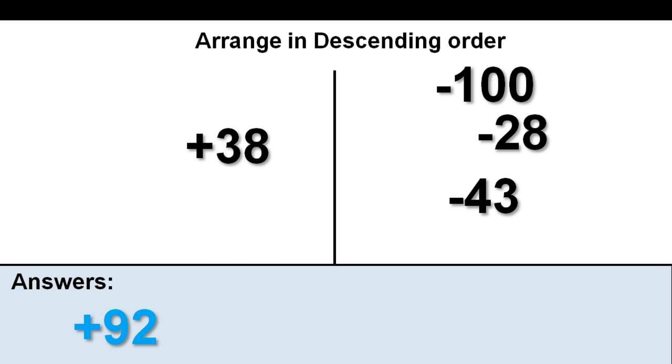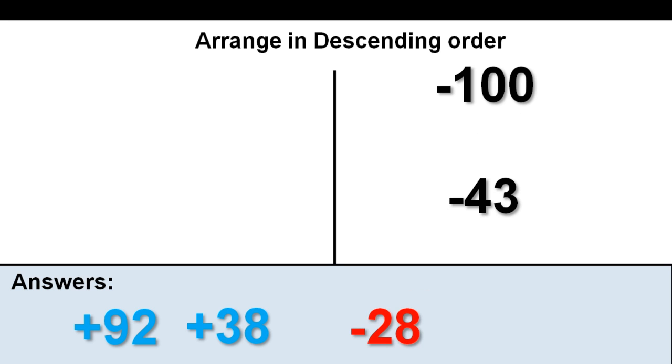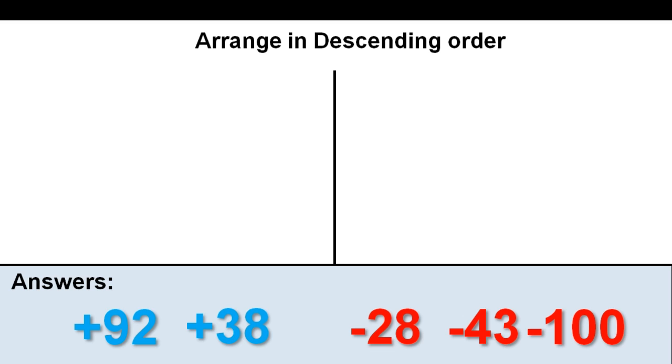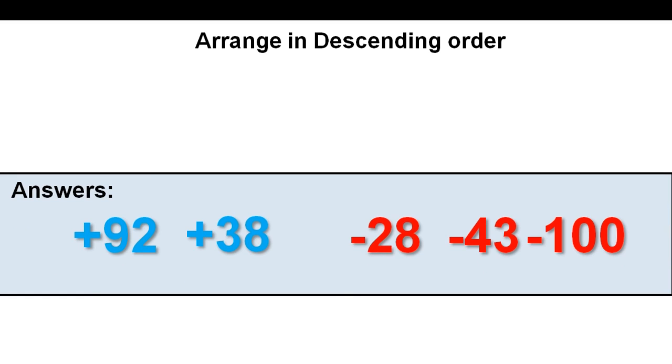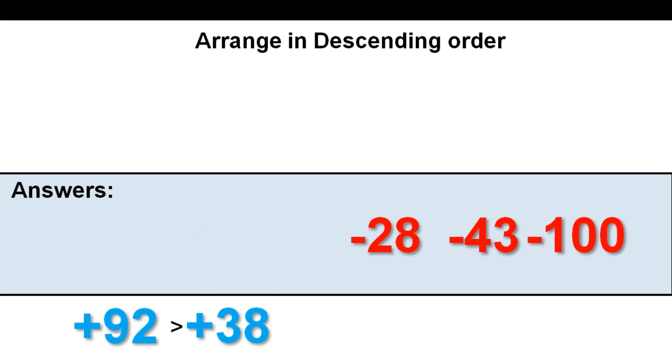The most positive number, which is positive 92. As we go down the number line, the next number we would reach is positive 38. As we go down past 0, we would start to get more negative. Negative 28 would come first, then negative 43, and finally negative 100. These numbers are now in descending order. Again, we can use inequalities between each number.